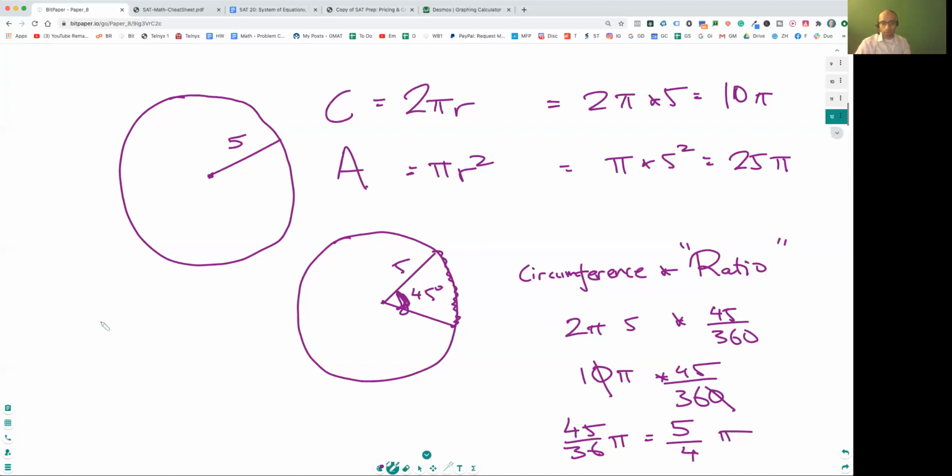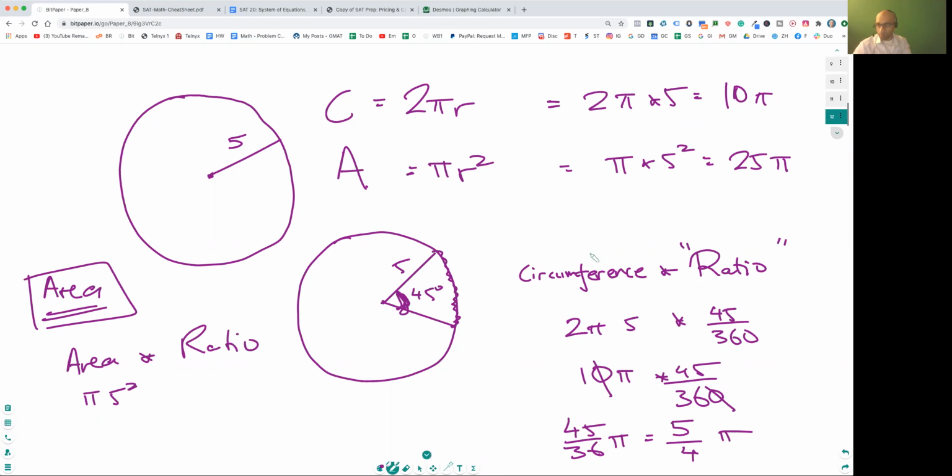Then it's just about ratios. And the guys who finished it, try to find the area. Try to find the area of the same thing. Meanwhile, I'll explain it to people who haven't gotten this, but please try to find the area of this same sector over here. Use the same idea: the original area, which is pi r squared, pi times 5 squared, times the ratio. Same deal. Please try to find it.